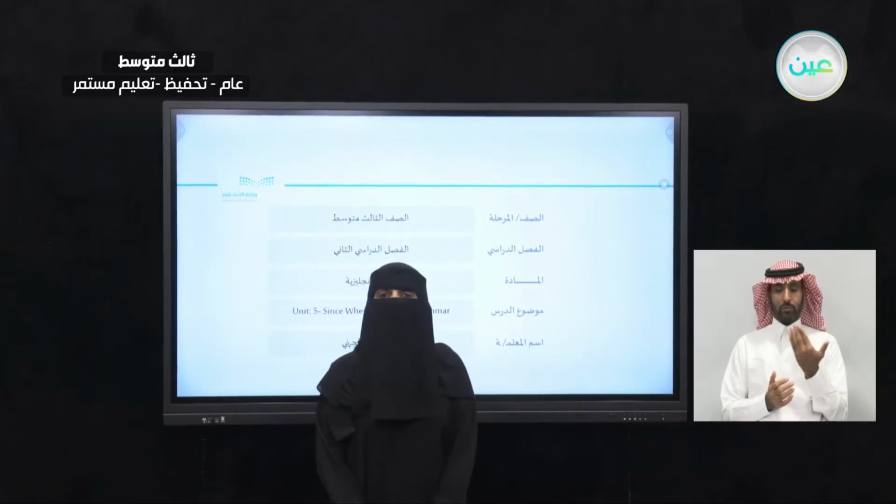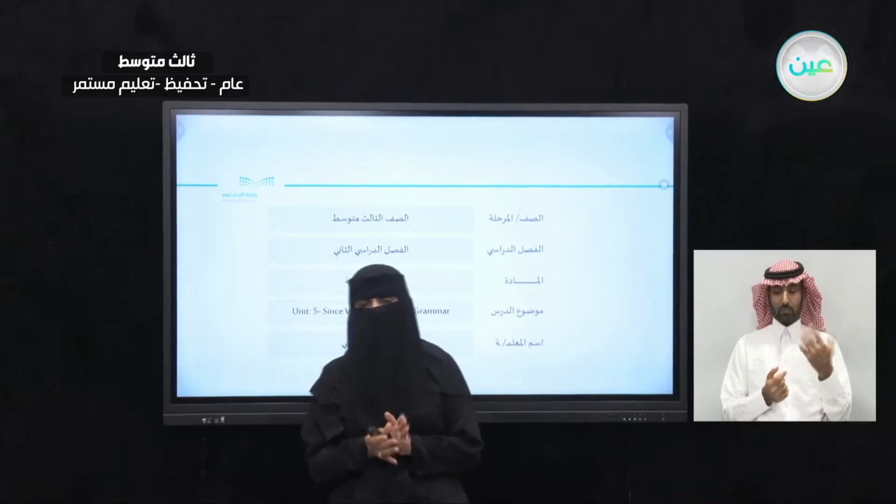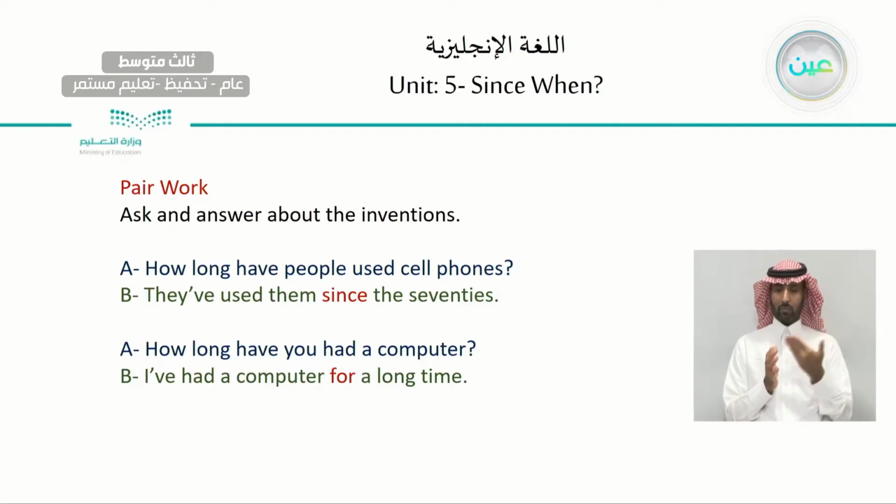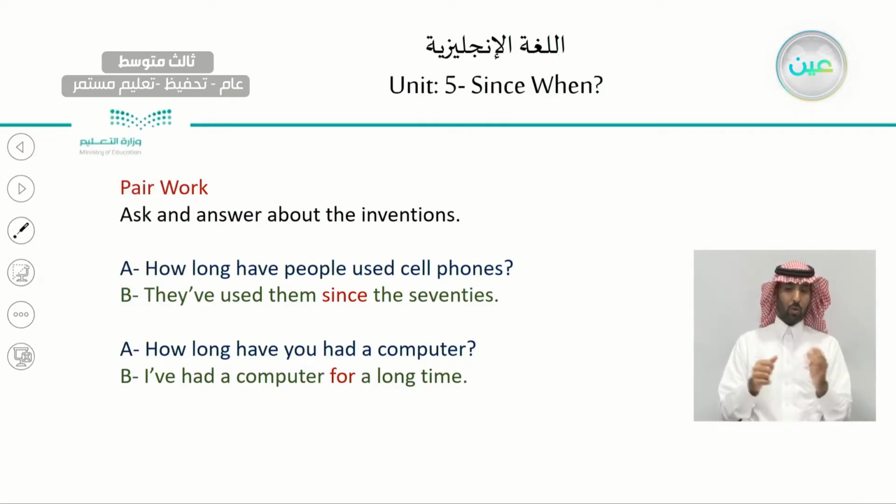Inshallah today we will continue our unit 5, lesson 3. Inshallah today we will cover the grammar. If we want to remember what we covered in our previous lesson, we did the pair work. We ask and answer questions related to inventions, pages 48 and 49, using how long, and with the answers we used since and for. It's related to our grammar, as I said in our previous lesson. Inshallah, we will focus on using since and for.